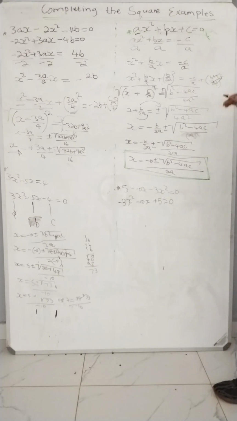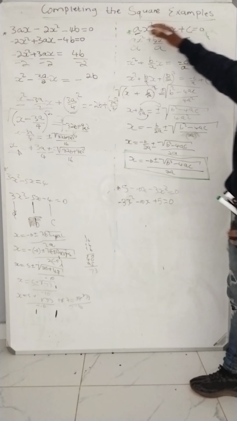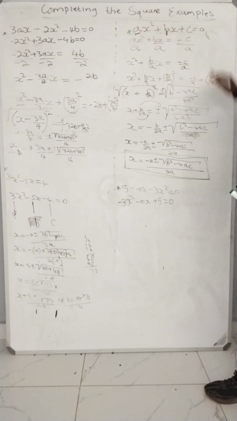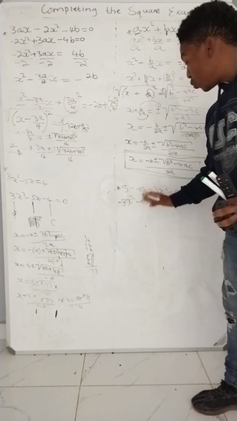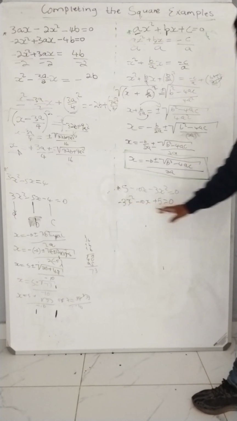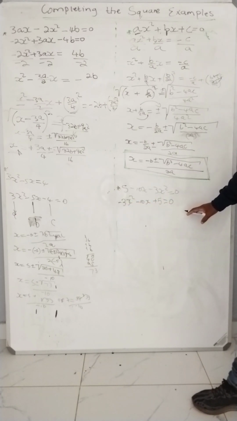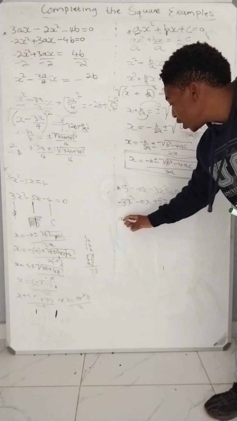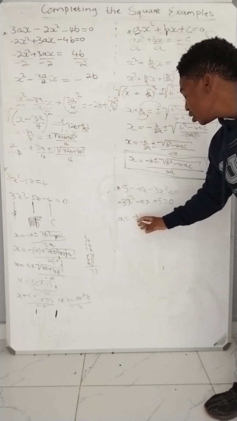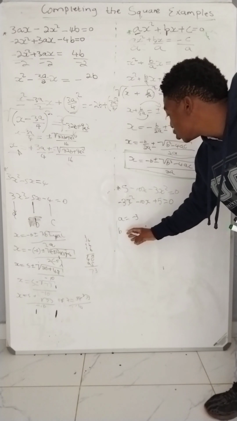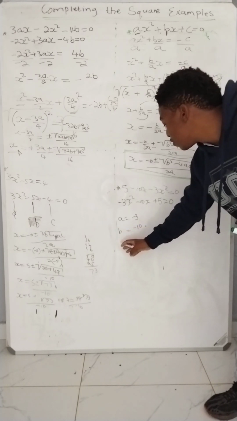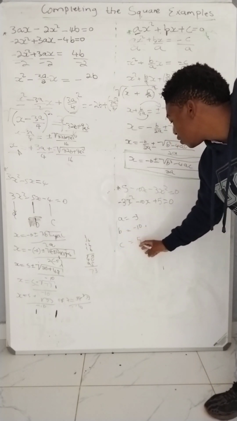Okay, so once we have completed the square with the quadratic equation, and we got the quadratic formula, we can now just go ahead and use the quadratic formula, right? So in this case, since this is in standard form, we'll have the value of a, which is equals to minus 3. We'll have the value of b, which is equals to minus 10. We'll have the value of c, which is equals to positive 5.